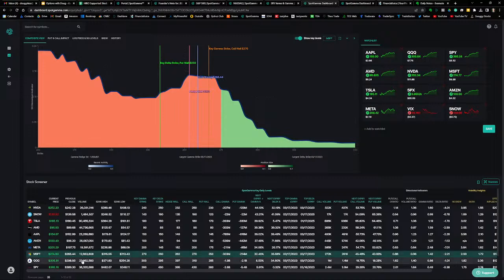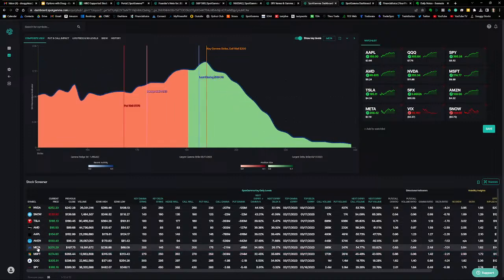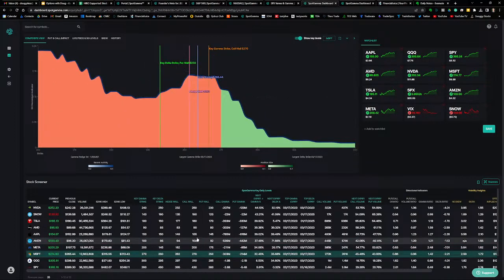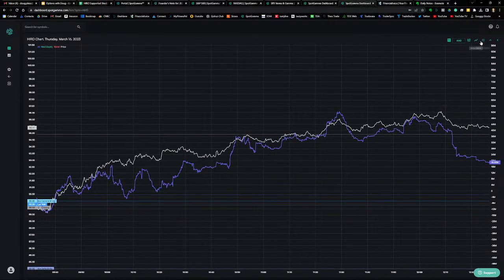And Microsoft, call dominated above 270. So if you're looking for a call gamma unwind, I would focus on NVIDIA, AMD, Meta, and Microsoft. All right, let's move on. There are some other setups that I want to cover.